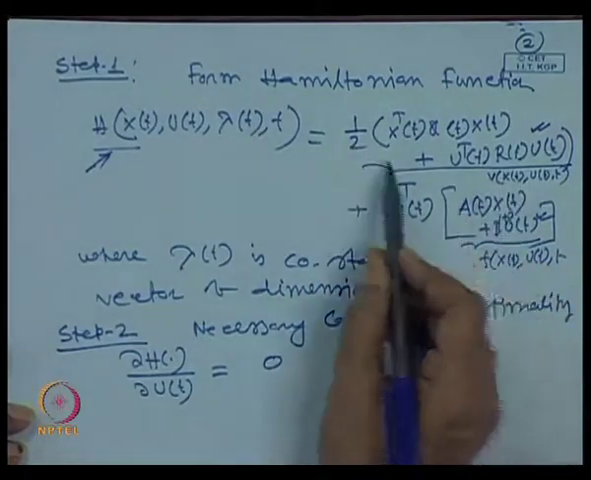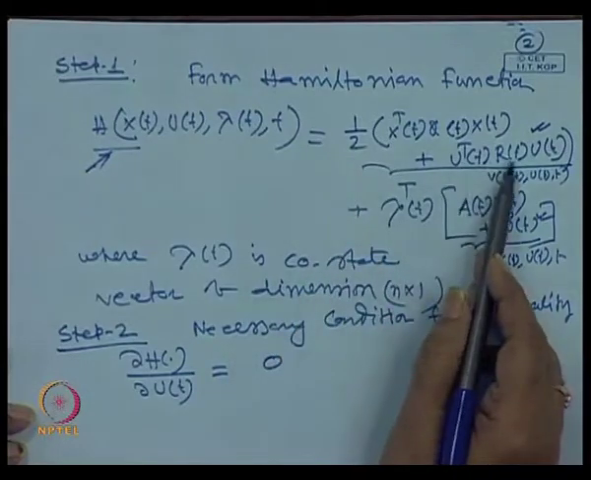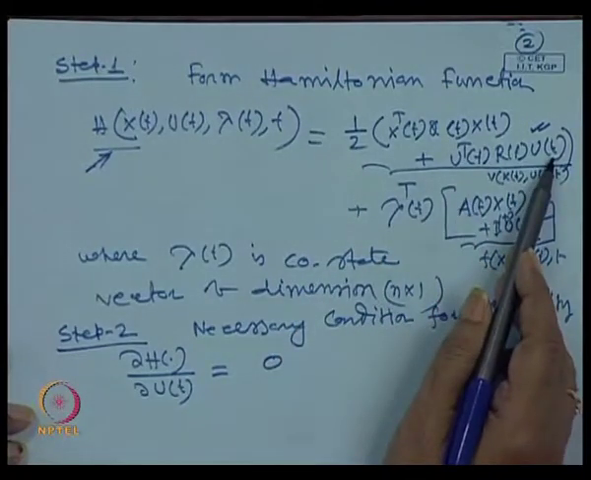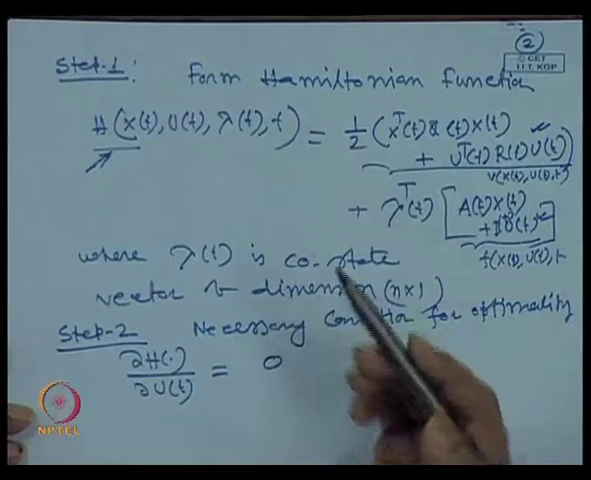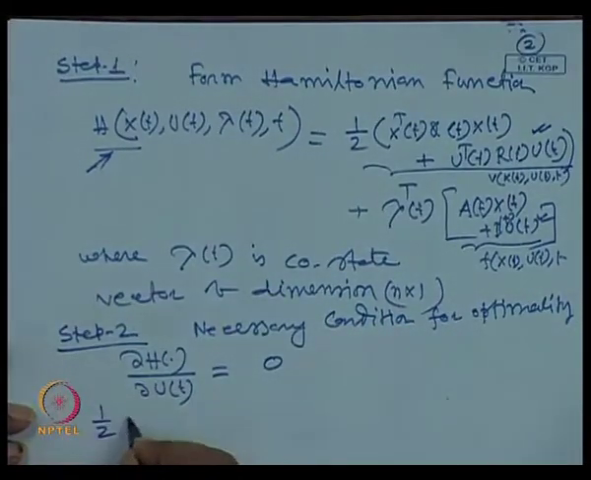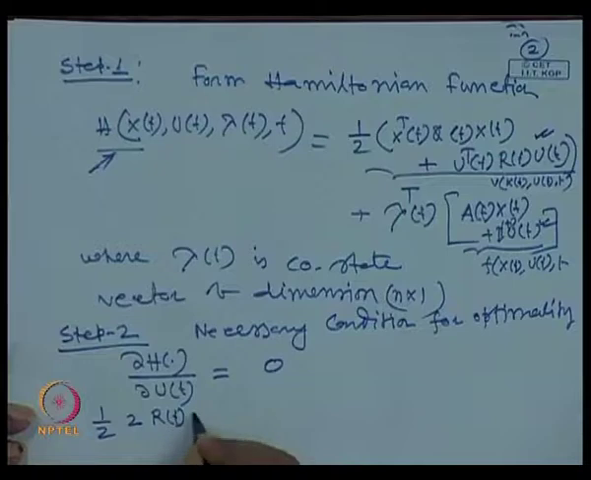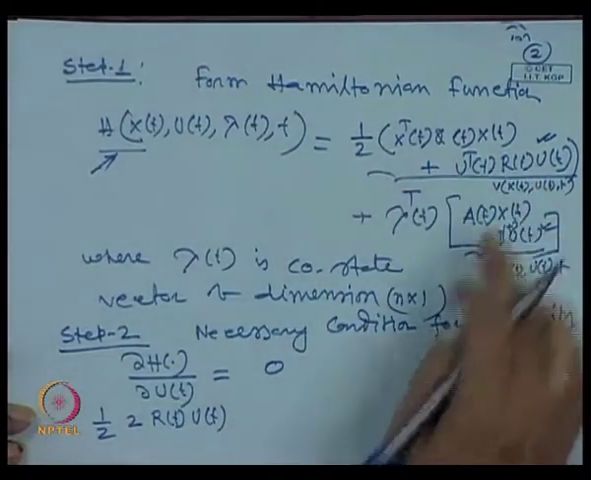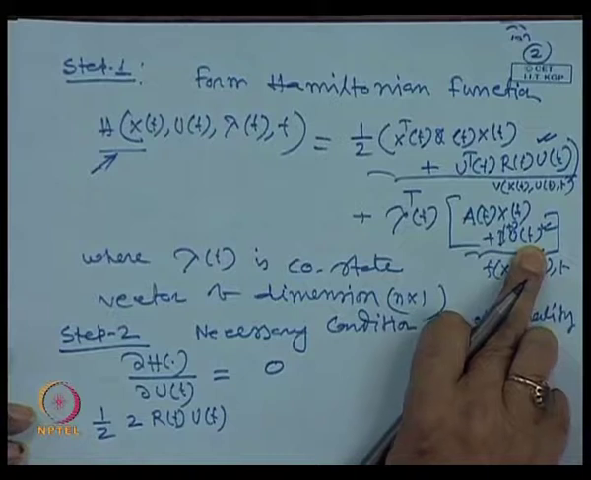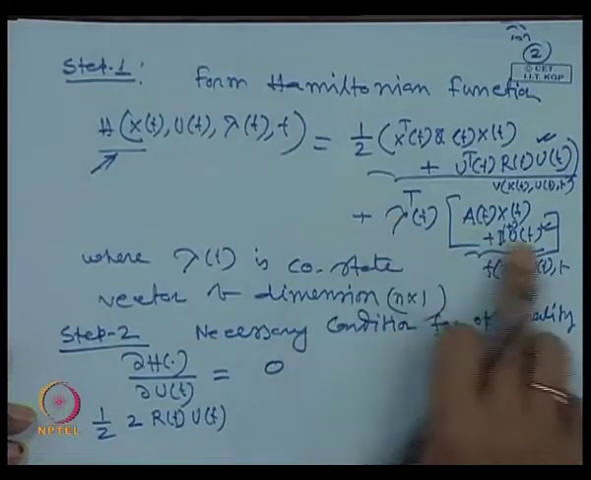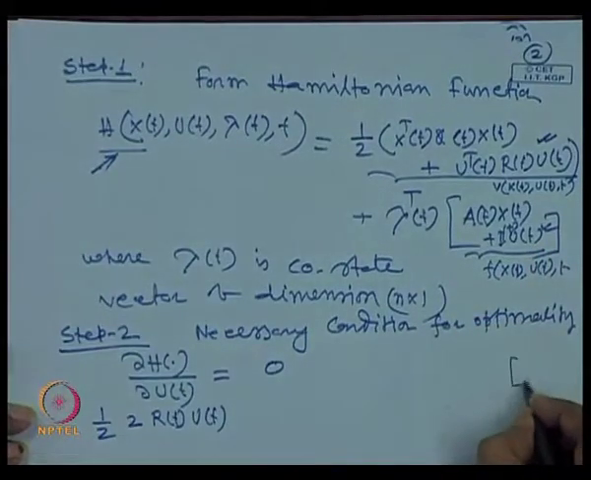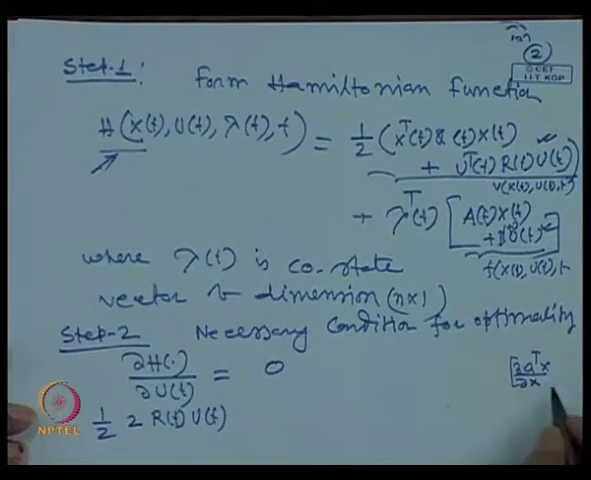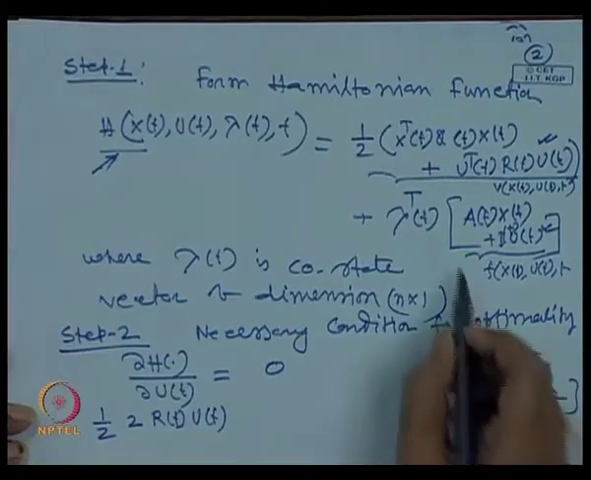So, I will just apply that one: u transpose R(t) u(t), I am differentiating with respect to u(t), that result will be twice R(t) u(t). So, this twice and half will be cancelled. So, it will be half as it is, twice R(t) u(t) I am getting from this part. Again there is a function of u(t) here. So, it is lambda transpose B u(t), and we know that partial differentiation of a transpose x with respect to x, agree, that result is a. So, that I am applying here.